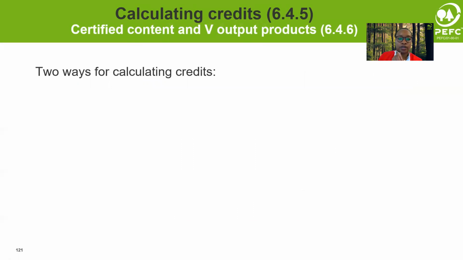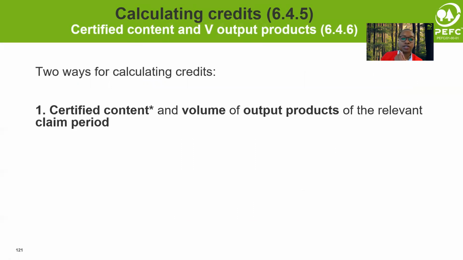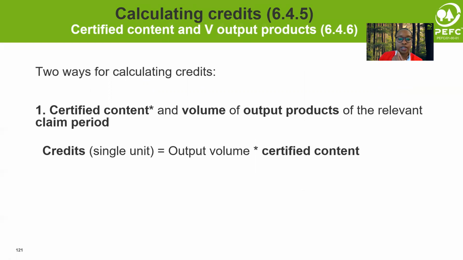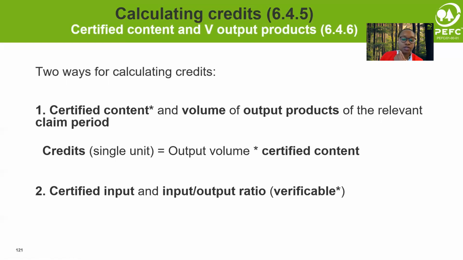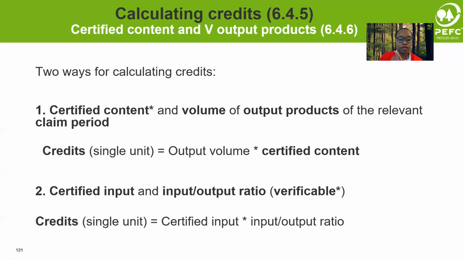So there are 2 ways of calculating credits. One, you take the certified content and the volume of output products of the relevant claim period. So here, to get the credits, you'll take the output volume and multiply it by the certified content. The second is you take the certified input and the input or output ratio, which needs to be verifiable. So to get the credits, you will take the certified input and multiply it by the input output ratio.